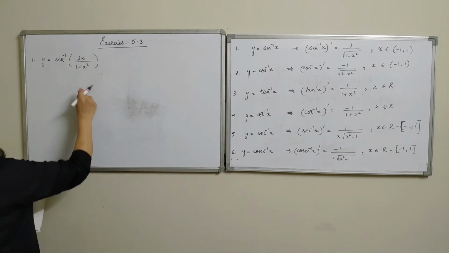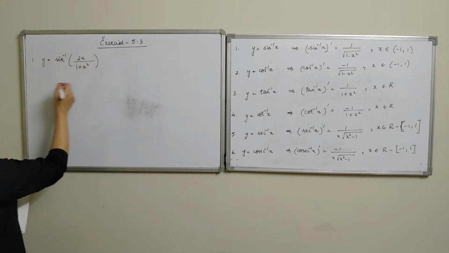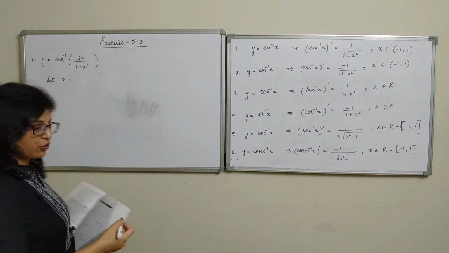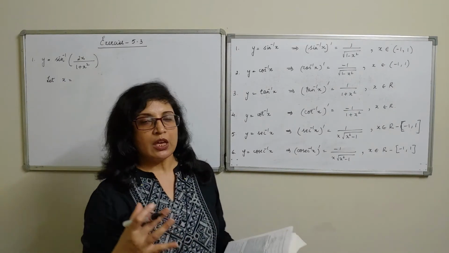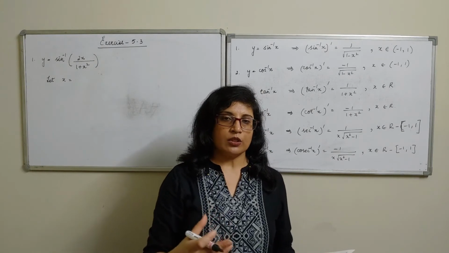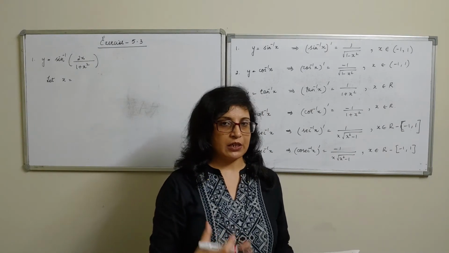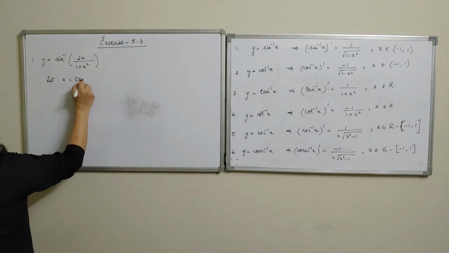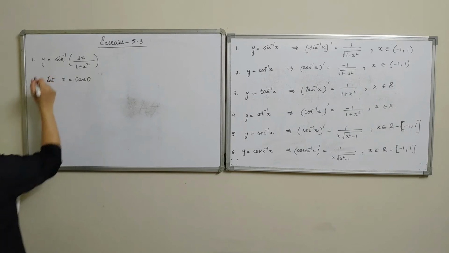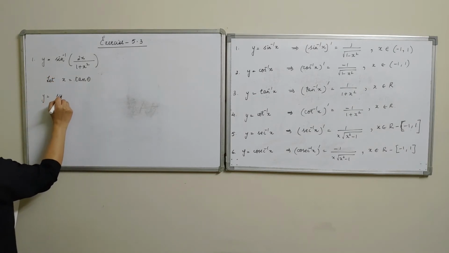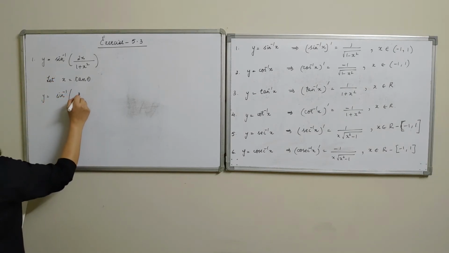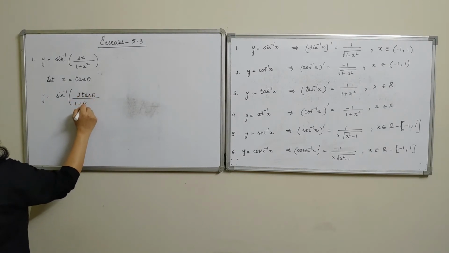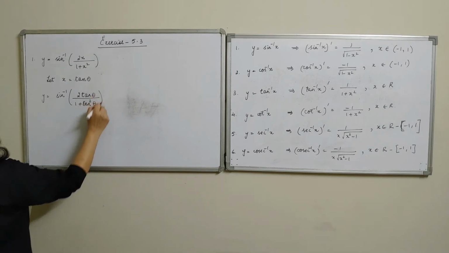Hence the second method says that we need to simplify the function, and simplification is possible if we use some substitution. And to use these substitutions, we have to be very alert on the trigonometric identities that we have learned over the years. So if we substitute x is equal to tan theta here, then this equation can be written as y is equal to sine inverse of 2 tan theta upon 1 plus tan square theta.